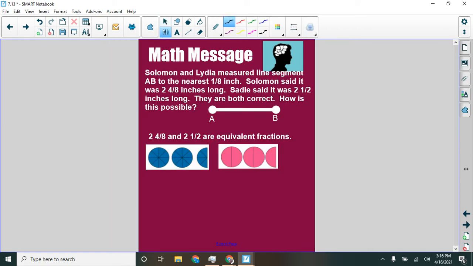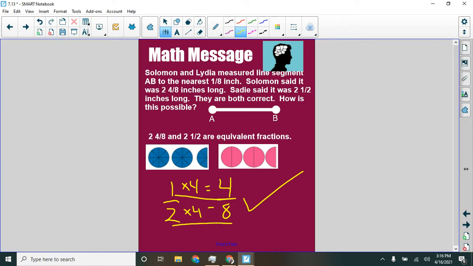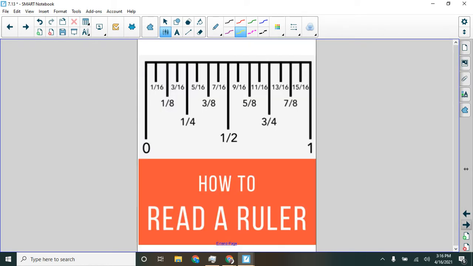Remember our equivalent fraction rule from way back in Unit 3, how we can test this? Well, if we can multiply the same number on the top and on the bottom, and it works, which it does here, right? 1 times 4 equals 4, 2 times 4 equals 8, then those are equivalent. So they're both right. Now, I will tell you, Sadie's is a little bit better because that is what's called lowest terms, but not going to talk a lot about that here in 4th grade. 5th grade will, though, and that's coming up.